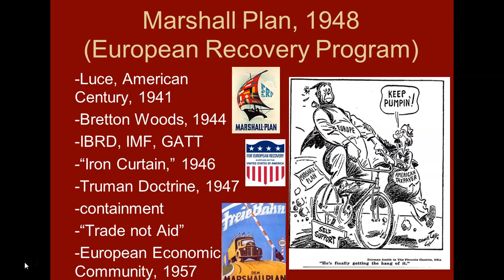The British tried to convince the Americans in 1946 that the Soviets were not going to leave Eastern Europe. Instead, they were going to threaten Western Europe. They were going to establish what Winston Churchill called an Iron Curtain between Eastern and Western Europe that would be a constant threat of invasion of Western Europe and the start of World War III.